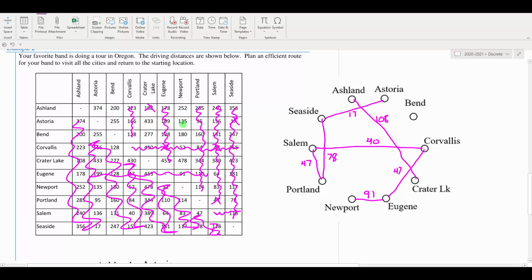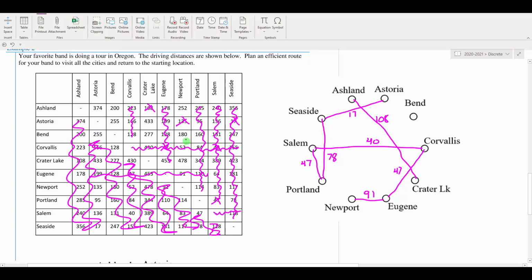So I think the 135 is next. This one goes from Astoria to Newport. So let's see what happens if I go Astoria to Newport. Oh yeah, we can't connect that one because it would actually complete a circuit. That would complete a circuit that did not include Ashland and Crater Lake. So 135 is going to get eliminated there. We can't use that one.